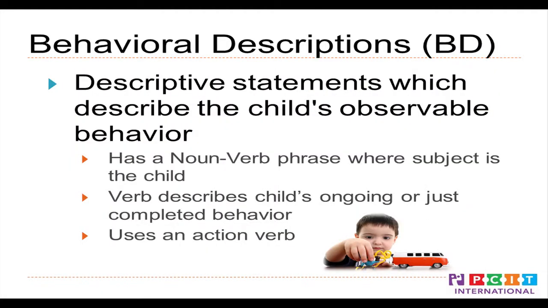Okay, so moving on to behavioral descriptions. Behavioral descriptions satisfy the describe rule of PCIT. When parents are describing what the child is doing, they're giving behavioral descriptions. They describe the child's observable behavior, and it has to have a noun-verb phrase where the subject is the child. The verb describes the child's ongoing or just completed behavior and uses an action verb. Using an action verb is kind of a sticking point. The child has to be doing something in order for it to count as a behavior description.